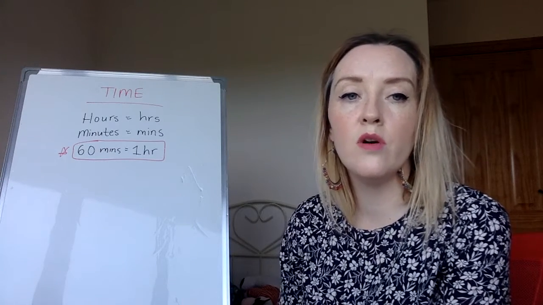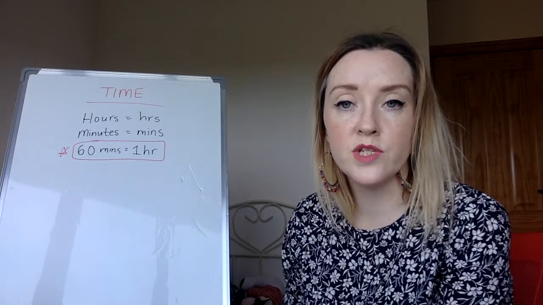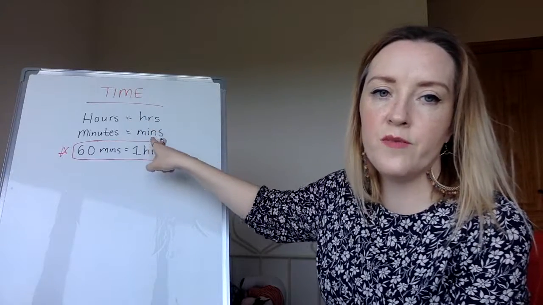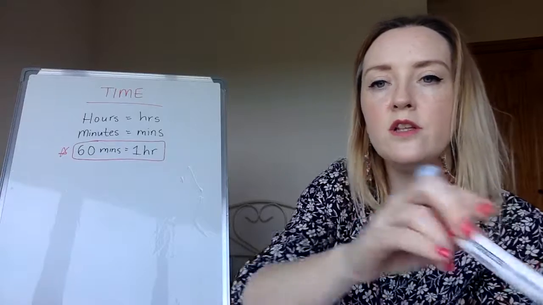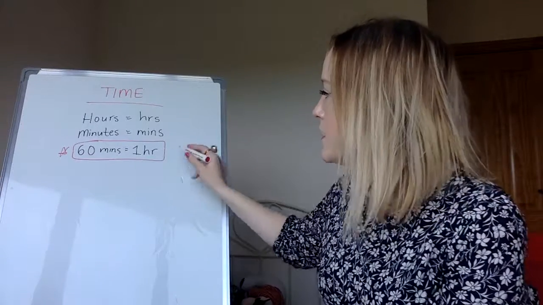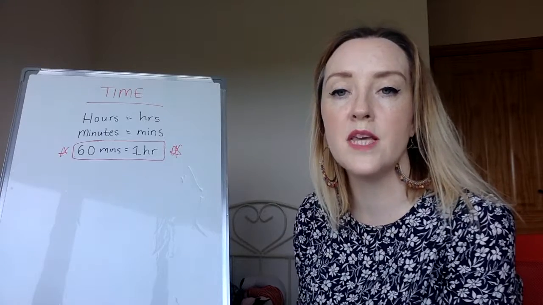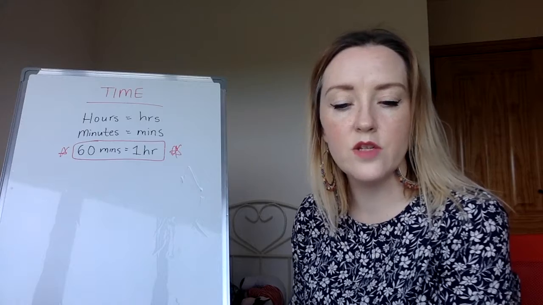So by now we know when we're talking about time, we use hours and minutes. We have to put those in our answers. The short version of hours is HRS, the short version of minutes is MINS, and the golden rule that never changes is 60 minutes is equal to an hour. Always, always, always, 60 minutes will always equal 1 hour. Okay? All good? Excellent. So we're going to just start.